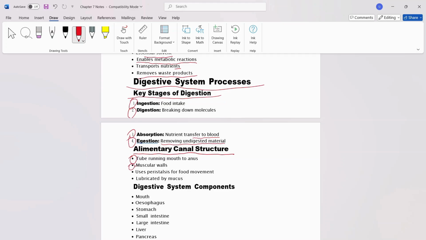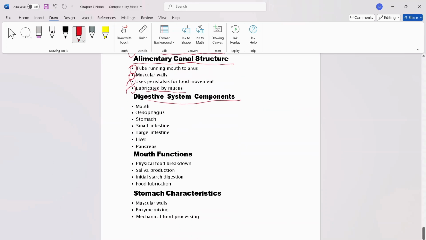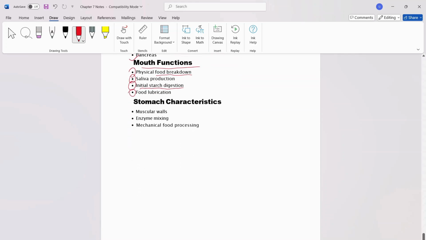Muscular walls. Uses peristalsis for food movement. Lubricated by mucus. Digestive system components include mouth, esophagus, stomach, small intestine, large intestine, liver, and pancreas. Mouth function: physical breakdown of food, saliva production, initial start of digestion, and food lubrication. Stomach characteristics include muscular walls, enzymes mixing, and mechanical food processing.